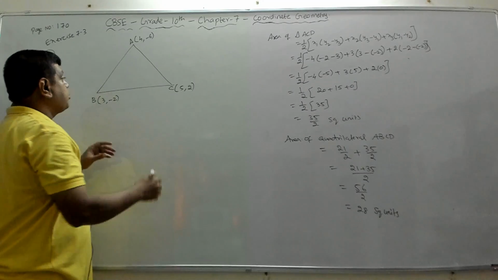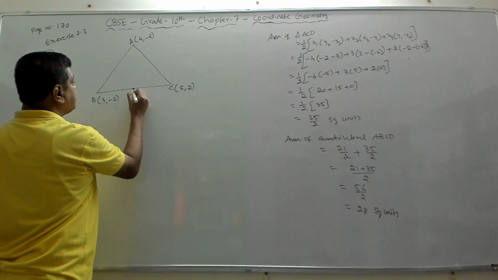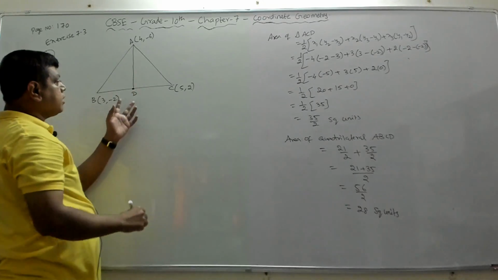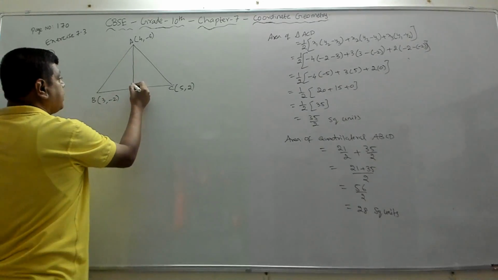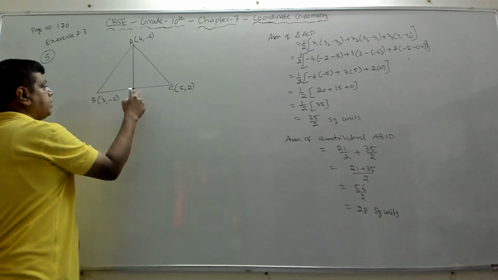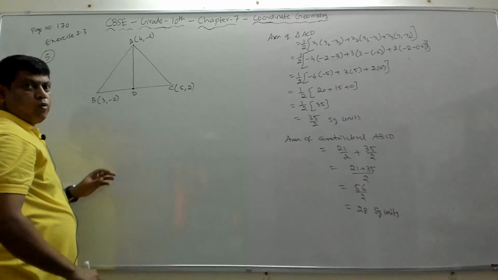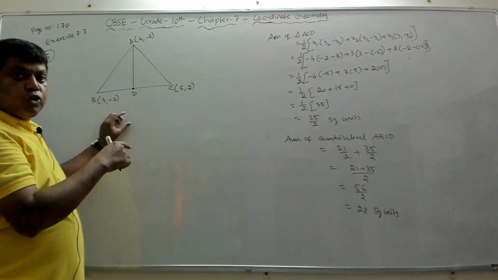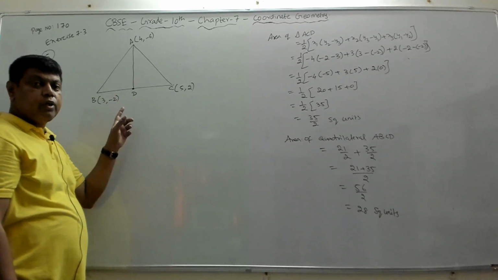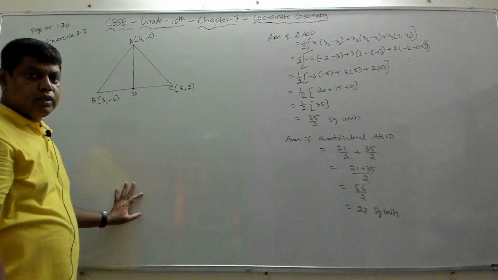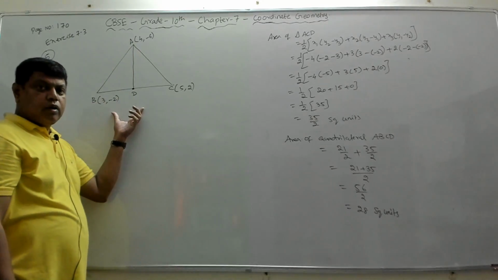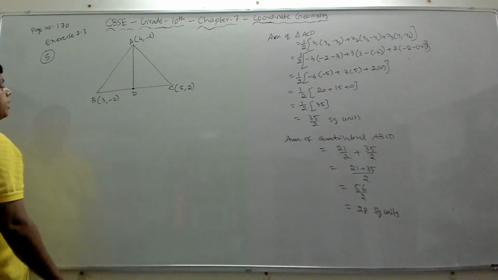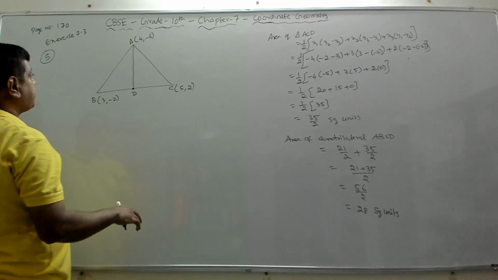Suppose we draw the median. Median means we take the midpoint of BC, call it D, and join A and D. AD is called the median. It doesn't mean that it is 90 degrees. D is the midpoint of BC. The definition of the median is a line segment which joins the midpoint of any side to its opposite vertex. A triangle obviously has three medians.